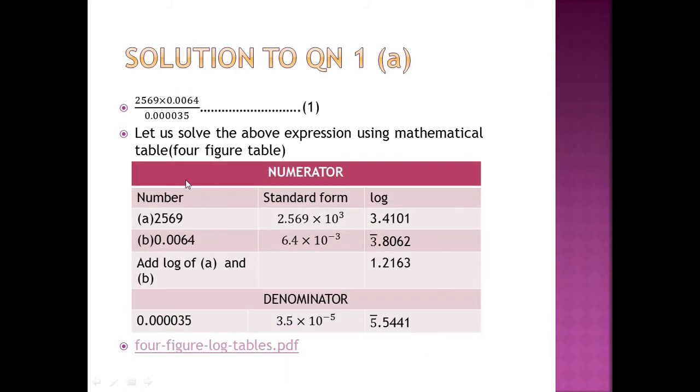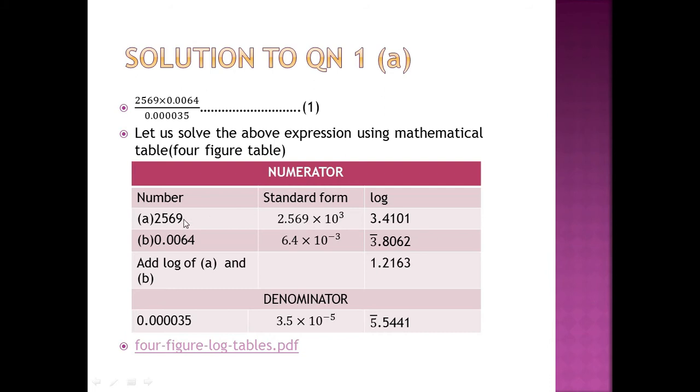We're going to arrange our work as you can see on the table. There's the numerator, the numbers above in the expression, and then the denominator, the numbers below. The table consists of the number, standard form, and the log. We take the first number, 2569, and convert it into standard form, 2.569 times 10 exponent 3.